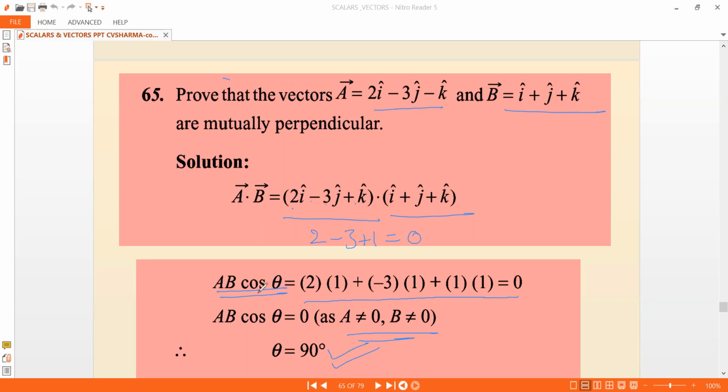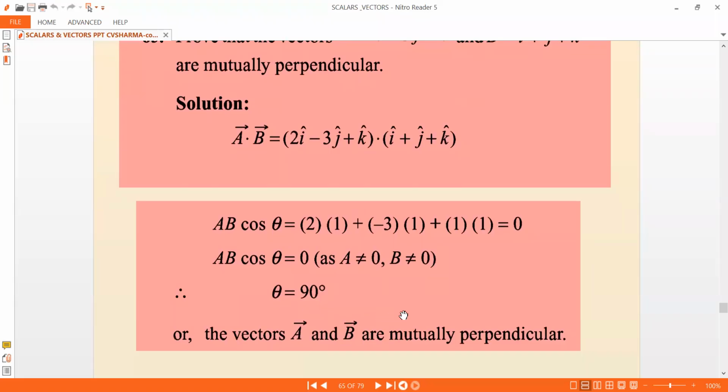AB cos theta is the dot product of the vectors. AB cos theta is equal to 0. A bar is a non-zero vector, and B bar is also a non-zero vector, and hence cos theta should be 0 and theta is 90. So this is the conclusion. This is how you can draw the conclusion that the vectors A bar and B bar are mutually perpendicular to each other.